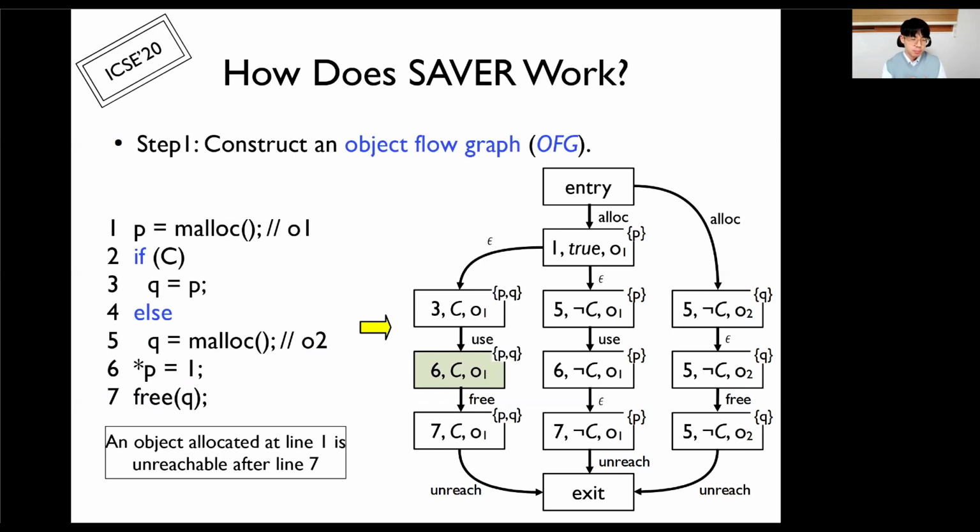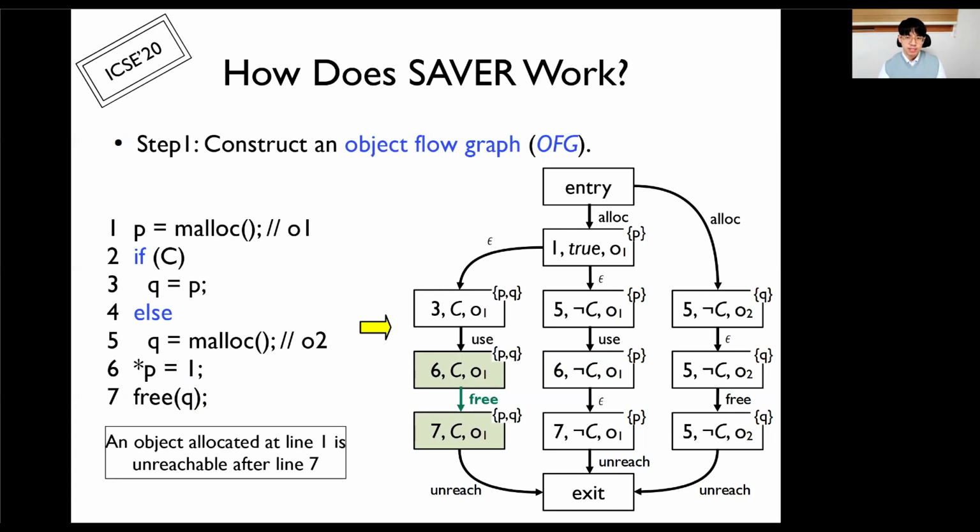For example, this vertex highlighted in green denotes the object O1 available at line 6 when the true branch condition, which is C, is taken during the program execution. Likewise, this other vertex represents the same object O1 at line 6 when the false branch condition, the negation of C, is taken.